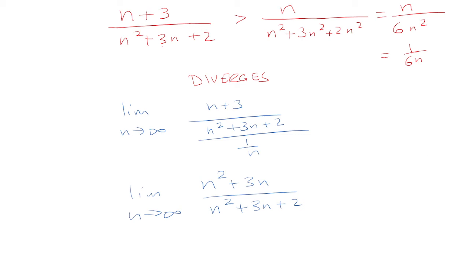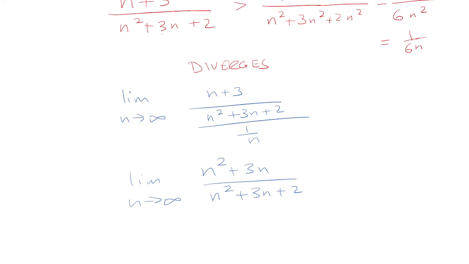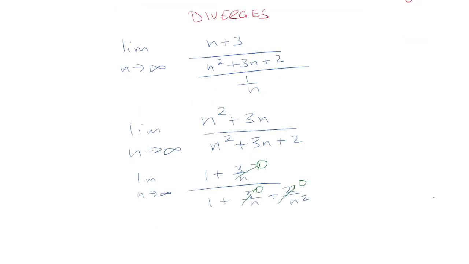Now at this point, we can divide everything by n squared. So we have 1 plus 3 over n, all over 1 plus 3 over n plus 2 over n squared. The 3 over n's are going to go to 0, and 2 over n squared as well is going to go to 0. So we have 1 as our limit.